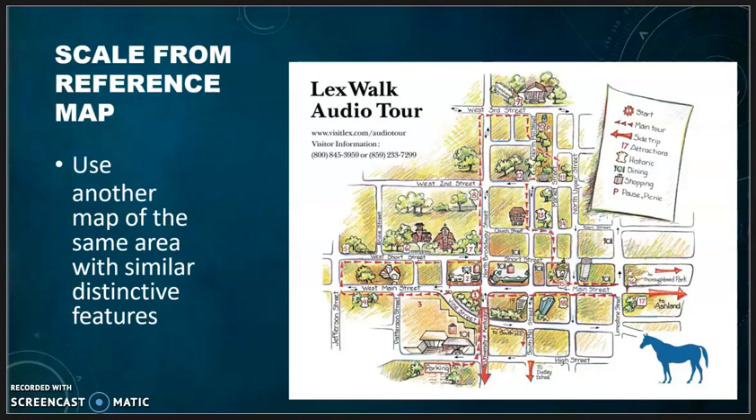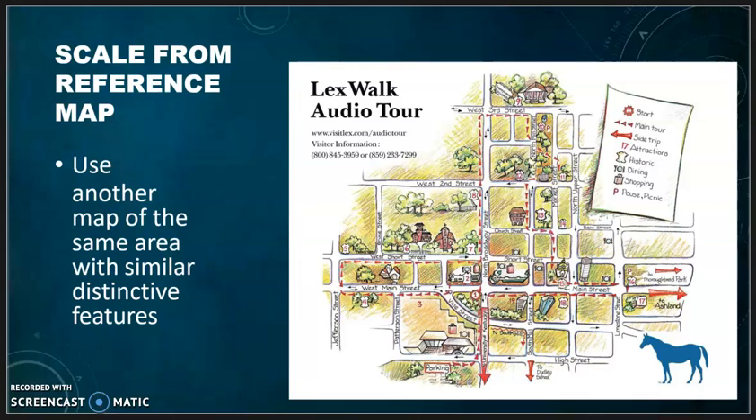In most cases, one may not have a sports field handy and will have to determine scale using a known source. If we look at the map on the slide here, we see a Let's Walk audio tour. Obviously, this map is not very detailed and there's no scale. There's not even a north arrow.